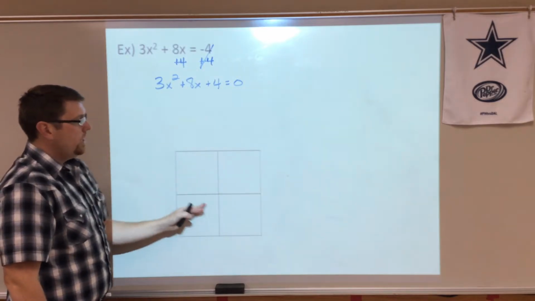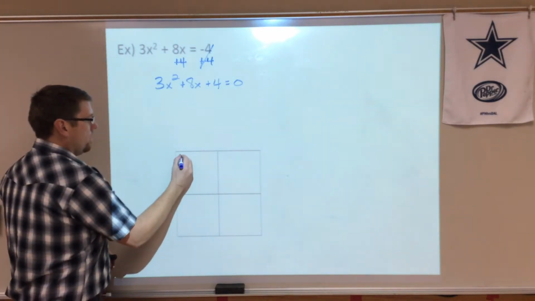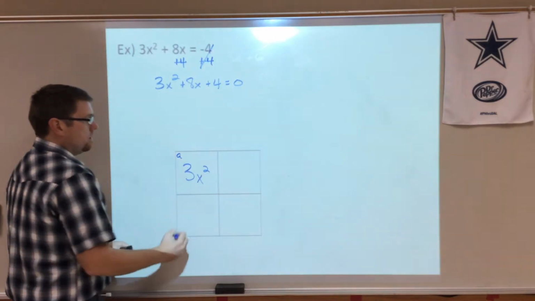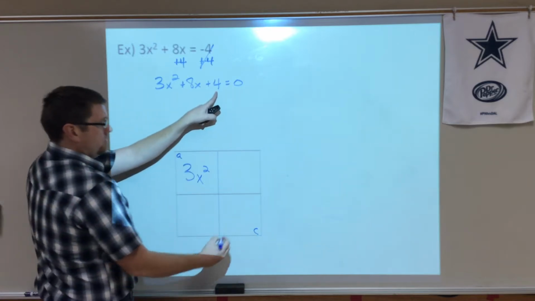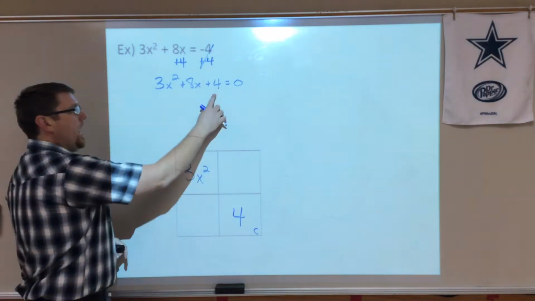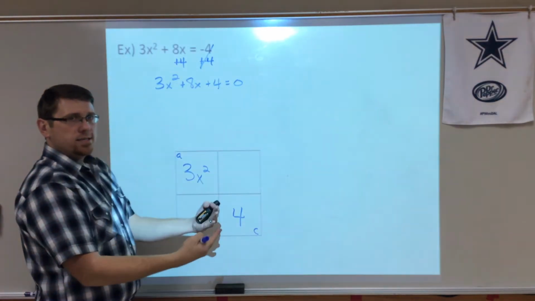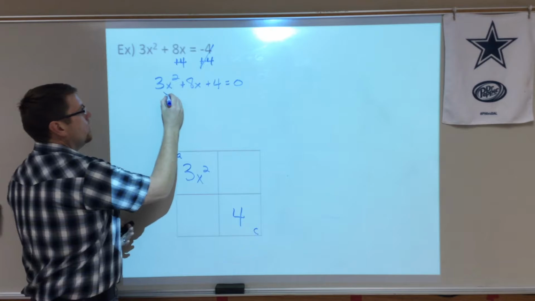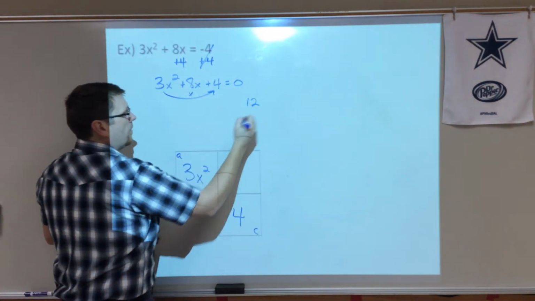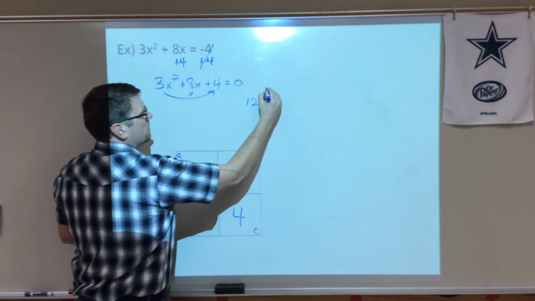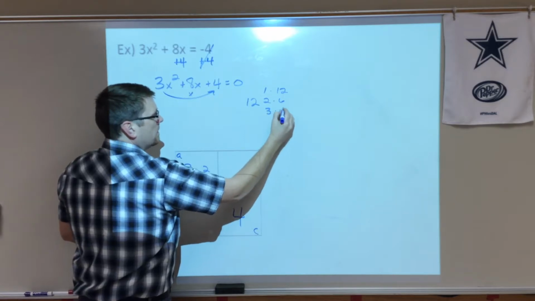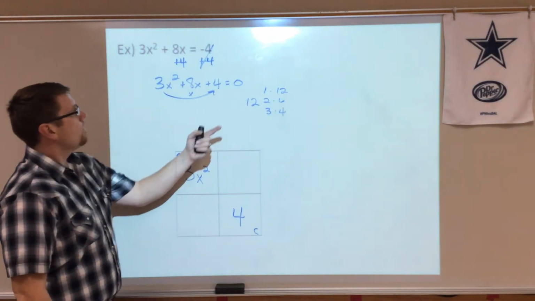So we want our grid put up. We drop our a value into the top left. We drop our c value into the bottom right. And we're not going to do factors of 4. We discussed this last time in the last video. We're going to look for factors of 3 times 4. So I want to find factors of 12. If I list out my possibilities, those are all my possibilities.